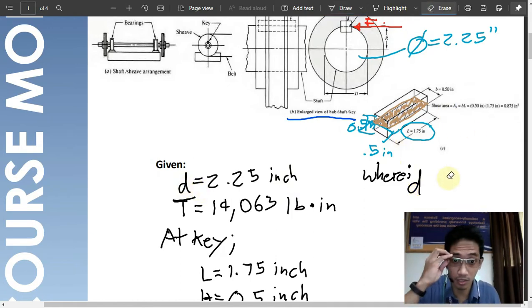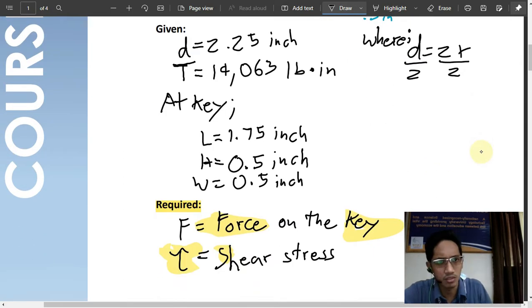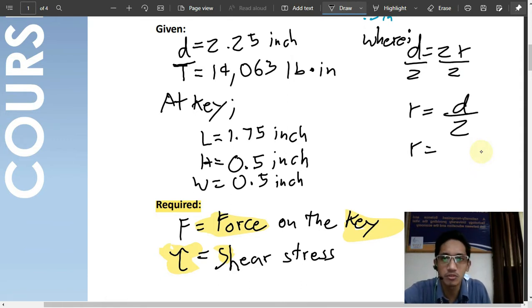So as you can see, class, we don't have R, but we can derive R from D. We can extract the radius from the diameter. Diameter is equal to 2R. To get R, divide by 2. Thus, R is equal to D over 2. Substituting, D is 2.25 inches.